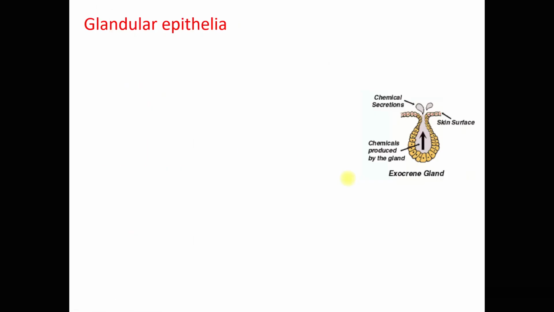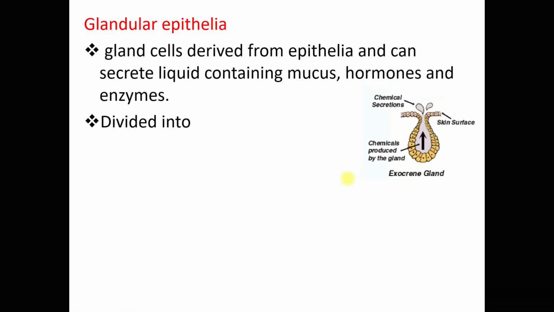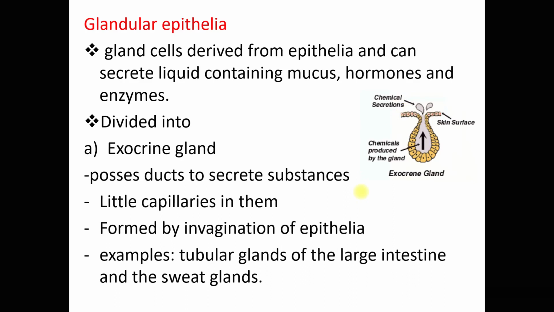Next, glandular epithelia. This glandular epithelia are gland cells that derive from epithelia. I mean the epithelial cells, for example the cuboidal epithelium, undergo differentiation to become gland cells. These gland cells can secrete liquid containing mucus, hormones, and enzymes. Glandular epithelia are divided into exocrine gland and endocrine gland.